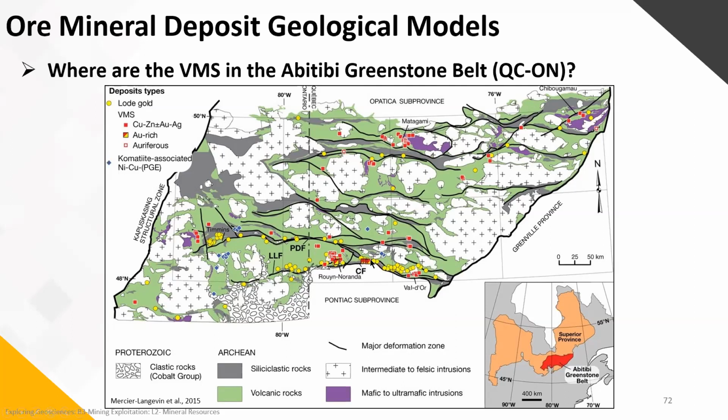And then we have a separation, either gold or VMS, copper, zinc, plus or minus gold and silver. Within the Matagami area, we have our VMS rich in zinc. The Chibougamau area is more metallic but still has some gold, and in between we have a sparsity of a little bit of both.